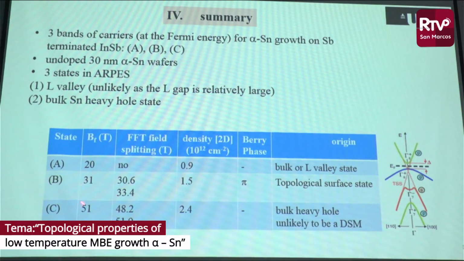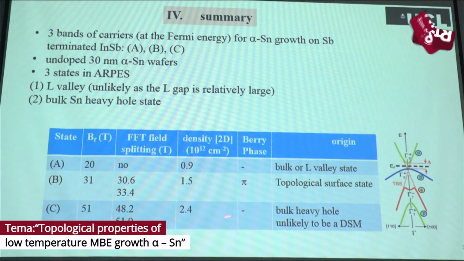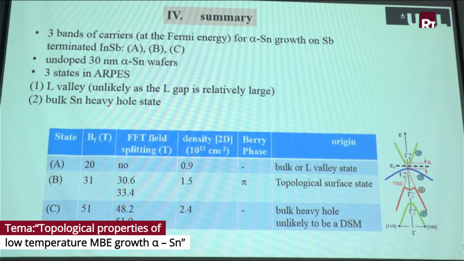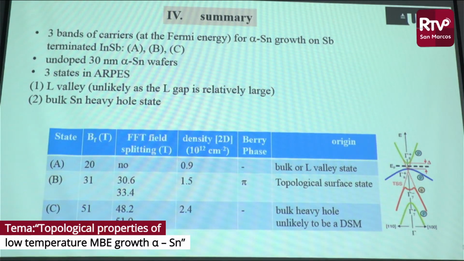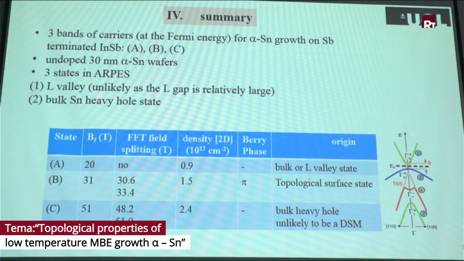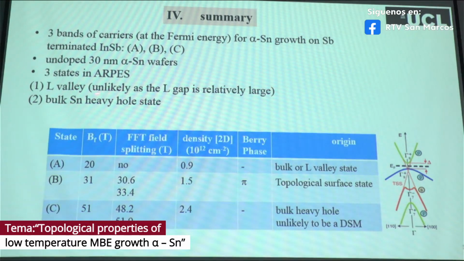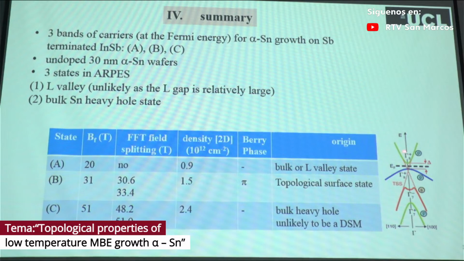This is a summary of these measurements. This is what I want you to take home, okay? We've got 3 bands of carriers in this material system. There's a big difference between antimony terminated and indium terminated. We see those 3 states in the ARPES measurements. It's unlikely to be the L valley. It could be the bulk tin hole state that's coming in. So we kind of agree with this band structure here. We definitely see this topological surface state because we know it has a Berry phase of pi.